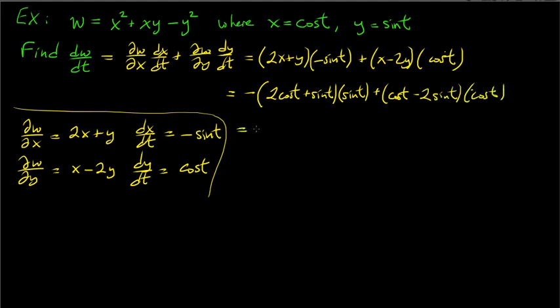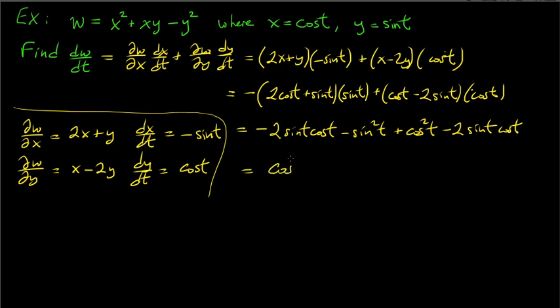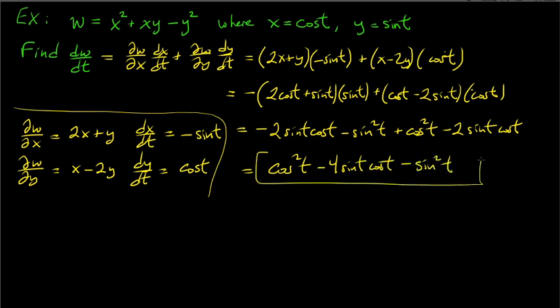So now we can expand it all out. We get negative 2 times sine cosine minus sine squared of t. And then we get plus cosine squared of t minus 2 sine cosine. So I don't know how else we can put this all together. We get cosine squared of t minus 4 sine t cosine t minus sine squared of t. I think that's probably good enough.